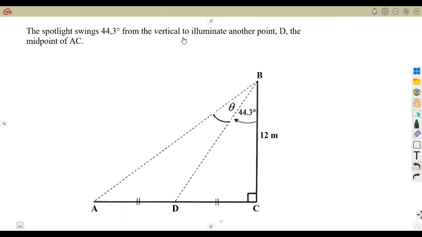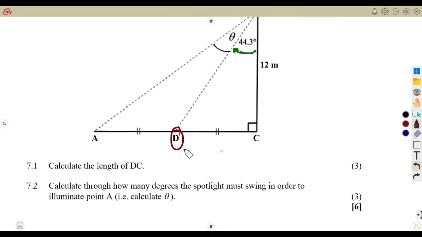And they are given that the spotlight swings 43.3 degrees from the vertical to illuminate another point D, the midpoint. So from this point, this is the swing, 43.3 degrees. All right. Then to illuminate the point D, which is the midpoint of AC. So D is the midpoint. It is in between. It is the midpoint of what? Of AC. That's the indication that we are given there to say the distance from A to D is the same as the distance from D to C. So the first question was for you to calculate the length of DC.